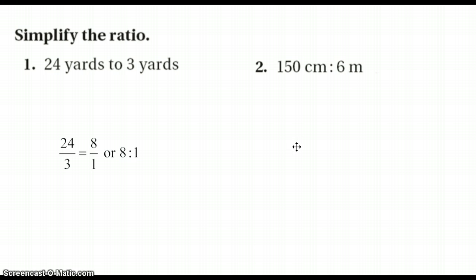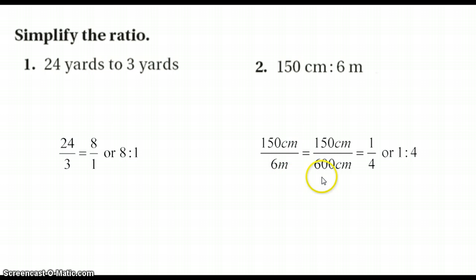In number 2, you had centimeters and meters. Please be careful, remembering that there's 100 centimeters in a meter. Since centimeters is smaller, I'm going to leave 150, and I'm going to change 6 meters to 600 centimeters. So it's going to be 150 centimeters over 600 centimeters, which is 1 over 4, or 1 to 4.